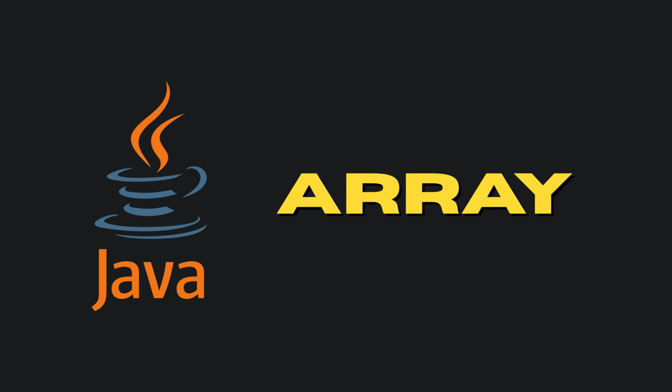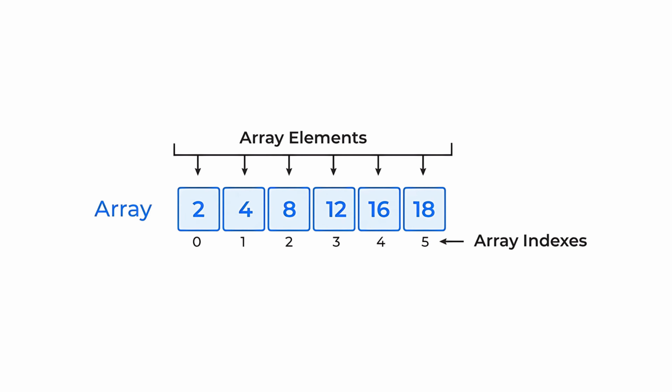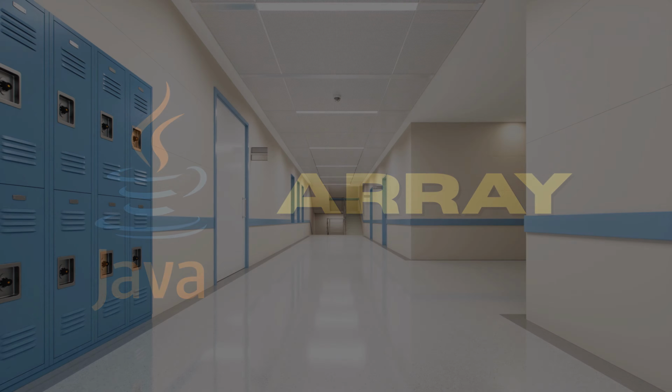Normally in Java you write like this: int day1 equal to 10, int day2 equal to 15, day3 equal to 9, day4 equal to 12. That's 7 different variables. Messy, right? Instead, Java lets us store all these numbers in one long box that has 7 sections. That's called an array.